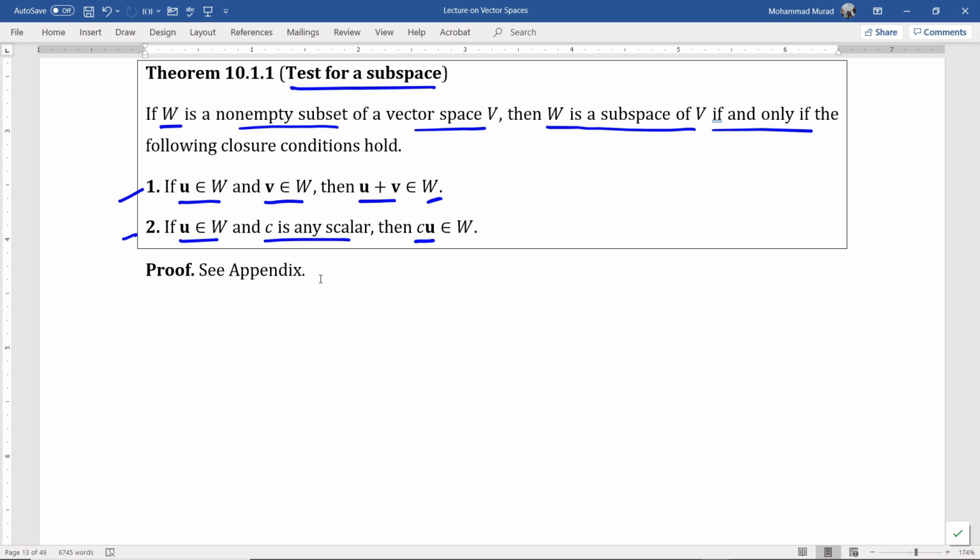This theorem is true in both ways. If W is a subspace of a vector space V, then conditions 1 and 2 hold. Conversely, if conditions 1 and 2 hold, then W would be a subspace of the vector space V. The proof of this theorem is straightforward. We can find it in the appendix of this note.